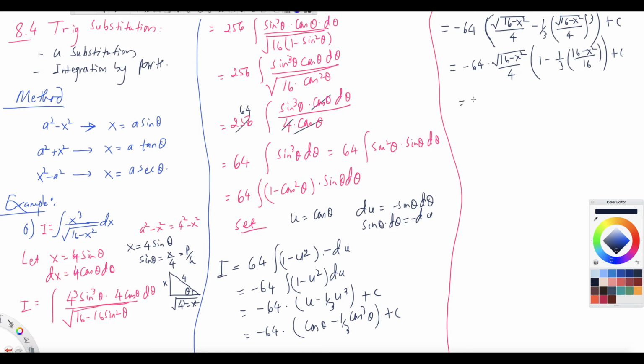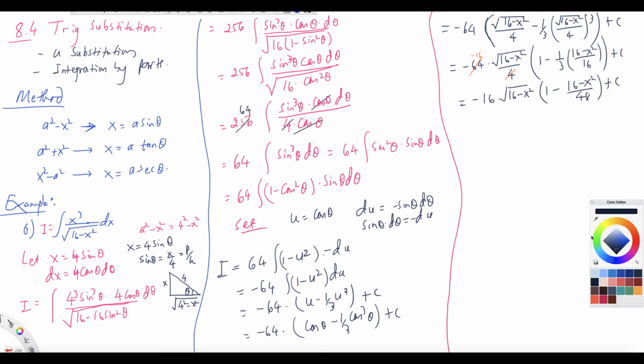So what do you get? That is negative 16, because I divided that 64 by 4. Negative 16, right? And then under the root 16 minus x squared, right? And then what do you get? 1 minus 16 minus x squared over 48. 16 times 3 is 48, plus c.